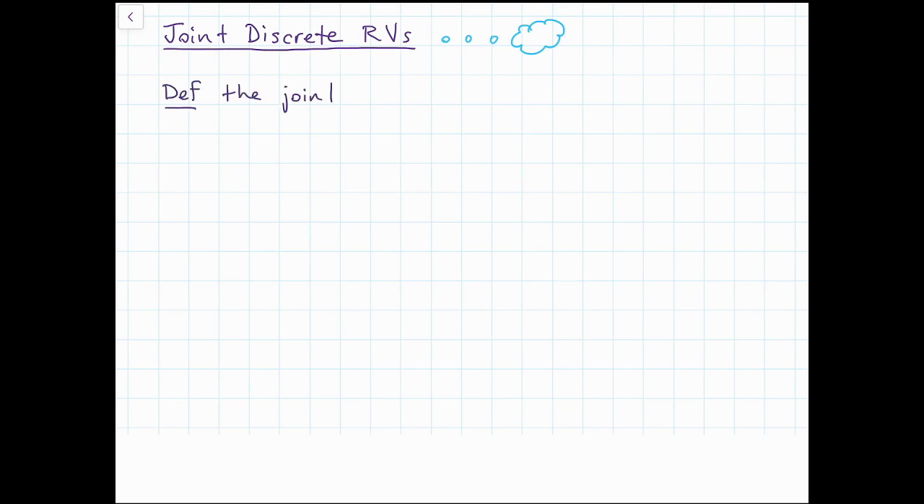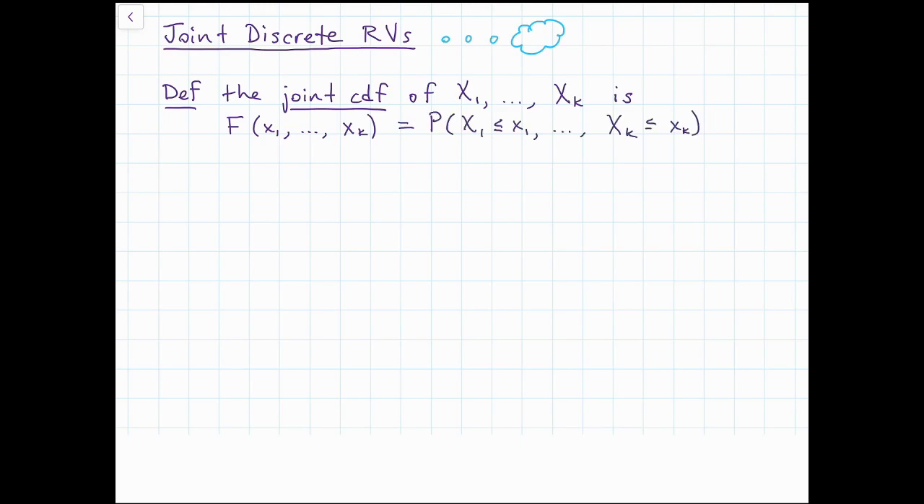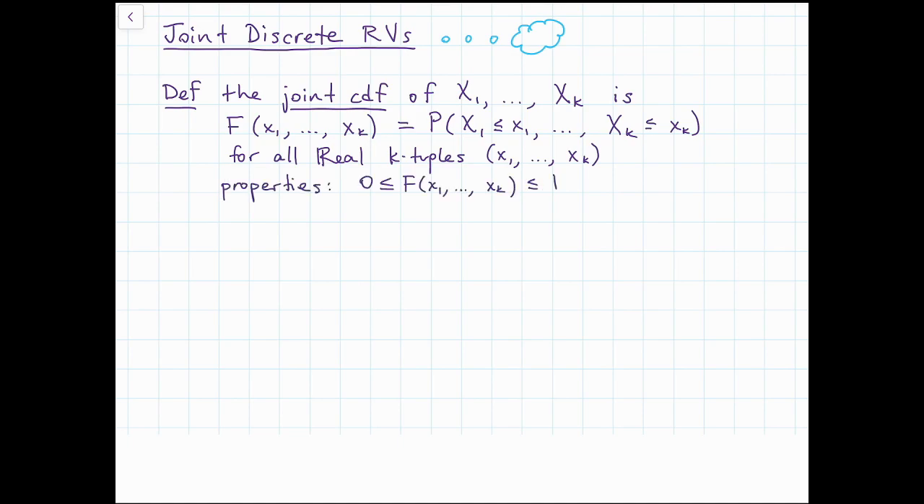First of all, we can define the joint CDF of a bunch of discrete random variables as big F of x1 through xk. And that's just the probability that each of those variables is less than or equal to each of those values. And it's defined for all real k-tuples x1 through xk. The properties are basically it's got to be between 0 and 1 no matter what, and it's also going to be non-decreasing in each of those arguments xi.